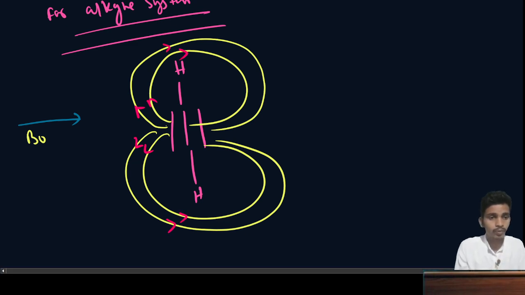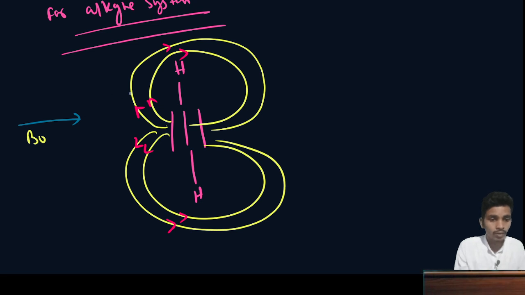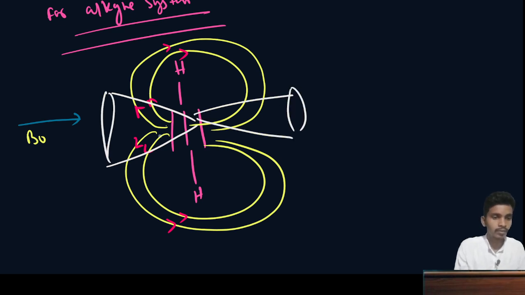Okay, so if you draw the cones here, then we see that this B applied and B induced are opposite inside the cones, and these protons are outside the cones, so this should be the high chemical shift value. But for that alkyne system, we get 2 ppm.